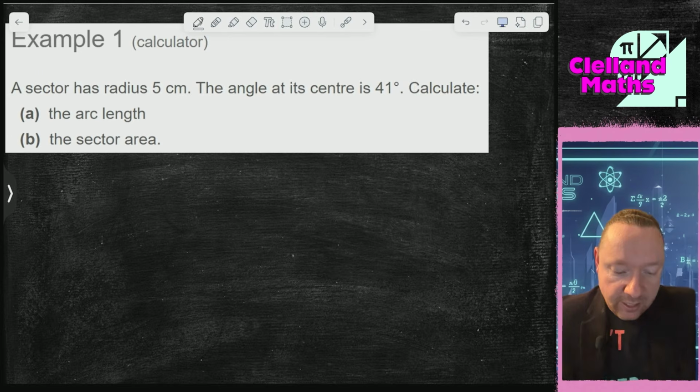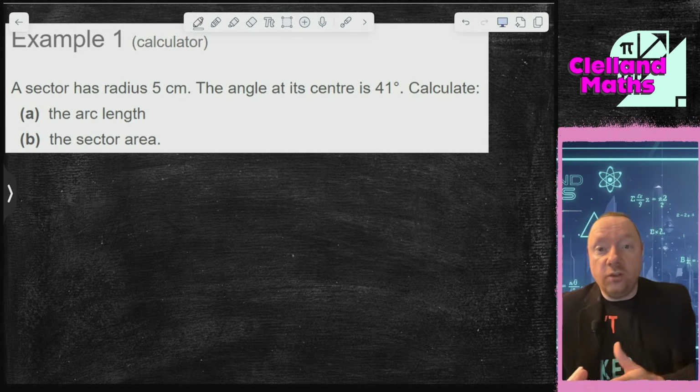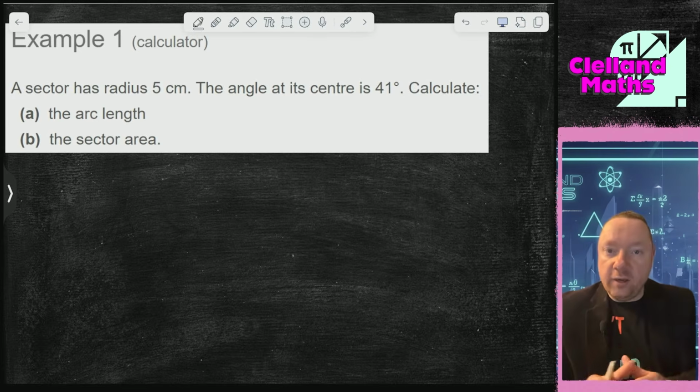A sector has a radius of 5 centimetres. The angle at its centre is 41 degrees. Calculate the arc length and the area of the sector. Sectors are just fractions of a circle, and a whole circle has 360 degrees. So all you need to know is your fraction is your angle out of 360.